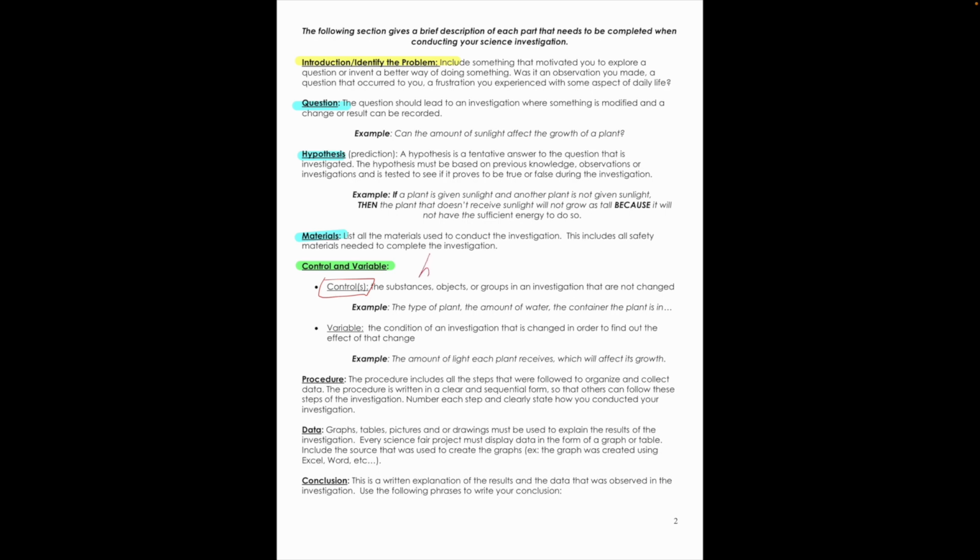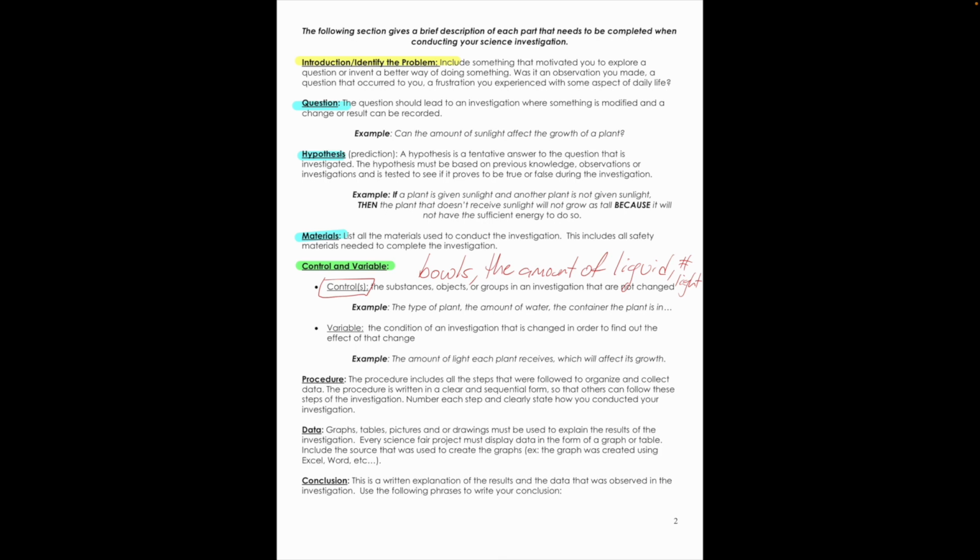For me, it was the bowls and the amount of liquid. Right? So, for me, I controlled what the water went into. I controlled how much of each liquid, and I controlled the amount of light. So those were my controls. All of them were the same, and all of them were things I controlled.